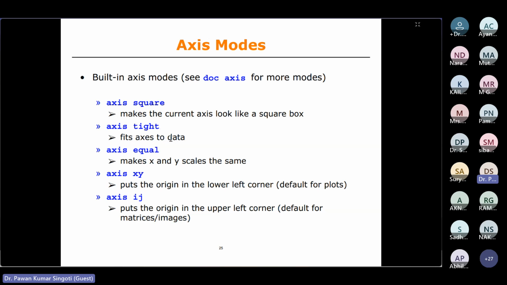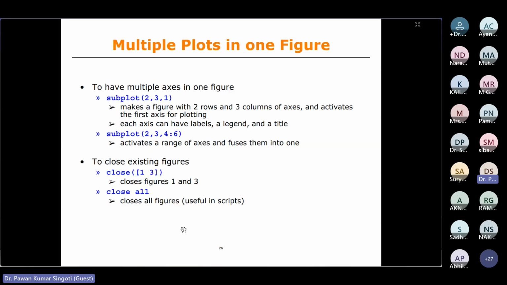What is the minimum and maximum limit available for X and Y vectors? It will fit according to the data. Axis equal makes X and Y scales the same. Axis XY puts the origin in the lower left corner, the default for all plots. Axis IJ puts the origin in the upper left corner, the default for matrices and images.